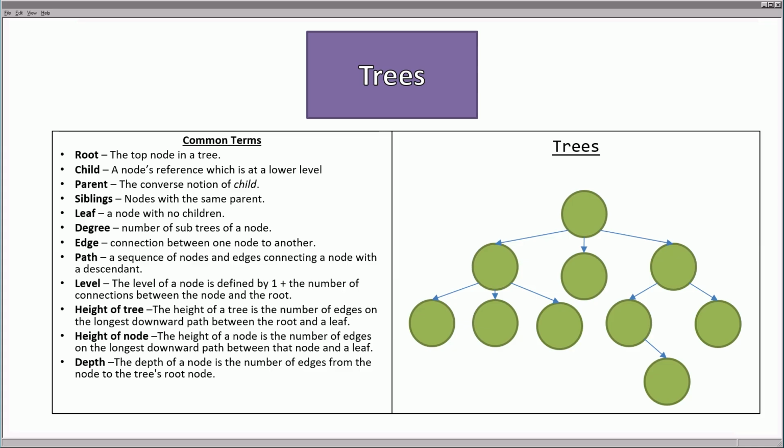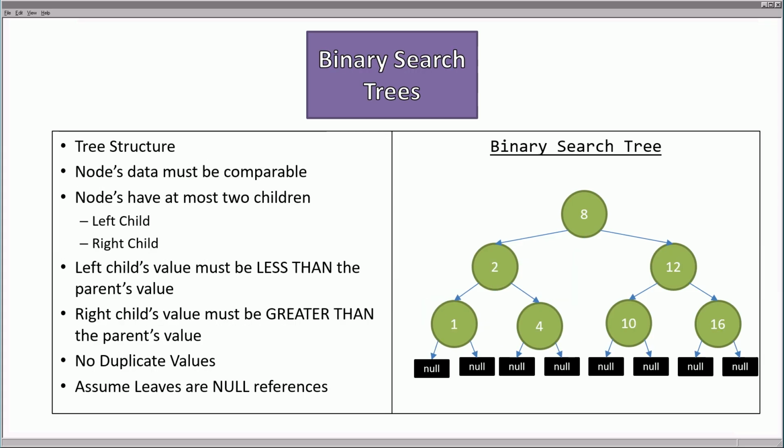Some of the most important ones to keep in mind: the root is the topmost node of the tree, and the parent and child relationship. A parent points to a child. In other words, a parent references a child. Then we established a specific kind of tree called the binary search tree.